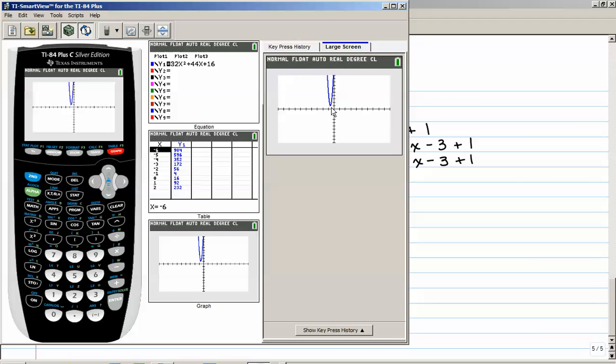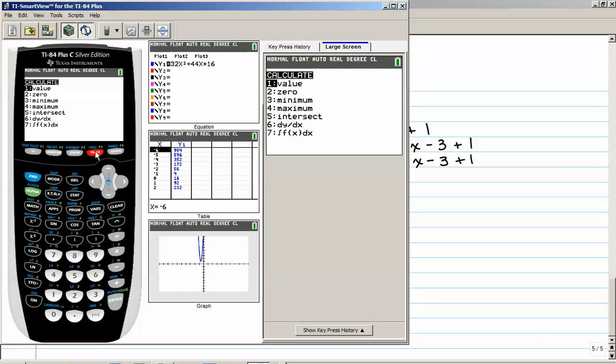And so what I need to do is notice that y can't be anything. What I need is the y coordinate of this point right here. So that's going to be a minimum. This right down here is going to be a minimum, so I need that y coordinate. So I'm going to do second trace. I'm going to look for a minimum.